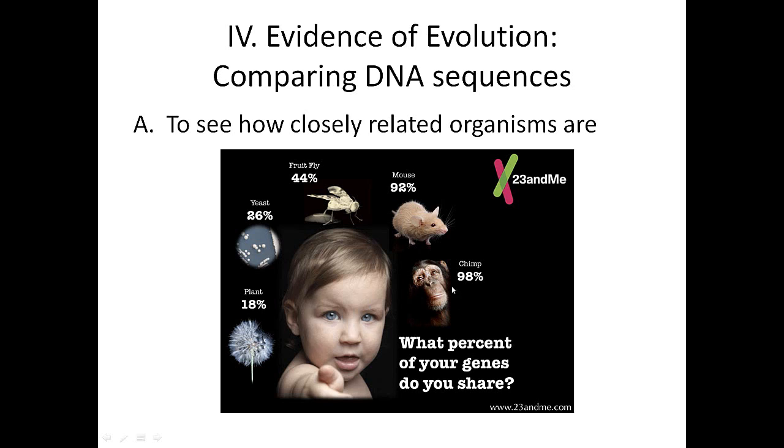of our DNA. We are 92% similar in terms of DNA to a mouse. You would not have somebody say that we evolved from mice. 92% is still pretty high. So again, common ancestor. Fruit fly, 44%, yeast, plants. You can see that we can use DNA to study evolutionary relationships.